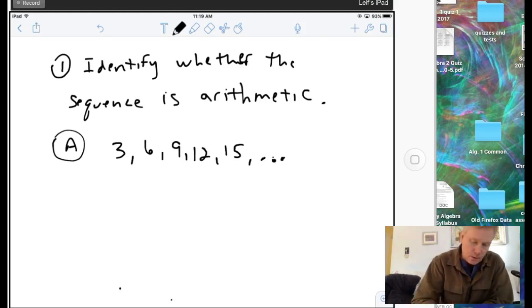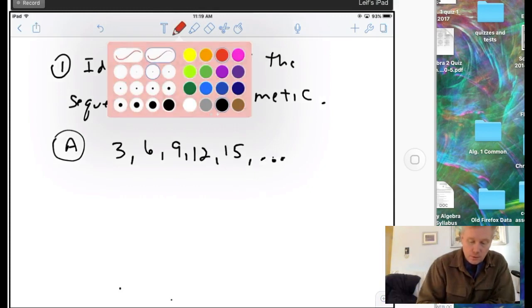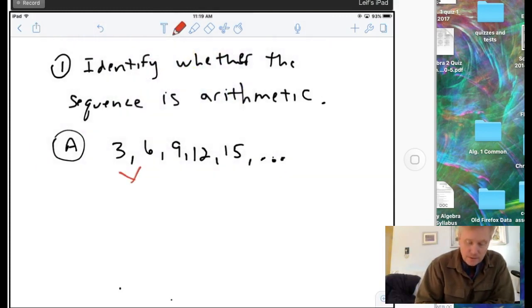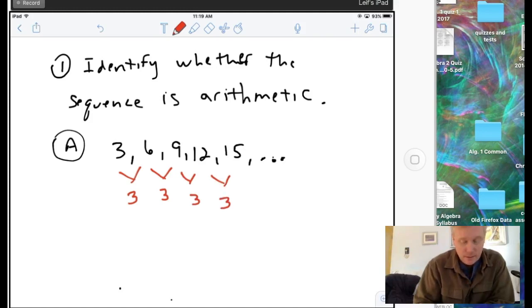In this case, this one's really straightforward. If I take the two numbers and subtract them, that's generally what you're trying to do if you get stuck. Sometimes it might give you decimals or fractions, which would be trickier. But if I subtract them, I get 3. If I subtract these, I get 3. That has to be the same for all of them. If 3 of them are 3 and the last one is 4, that's not arithmetic. That would be something else. However, in this one, they are all the same. And therefore, yeah, it's arithmetic.